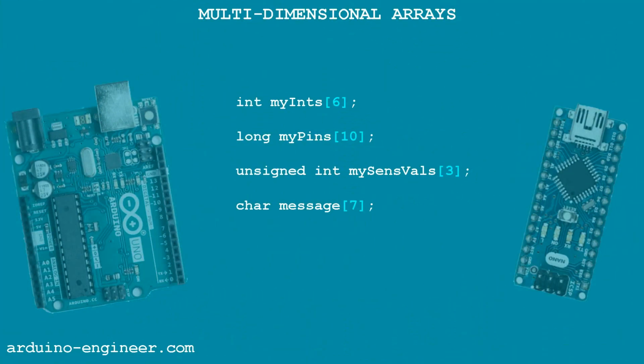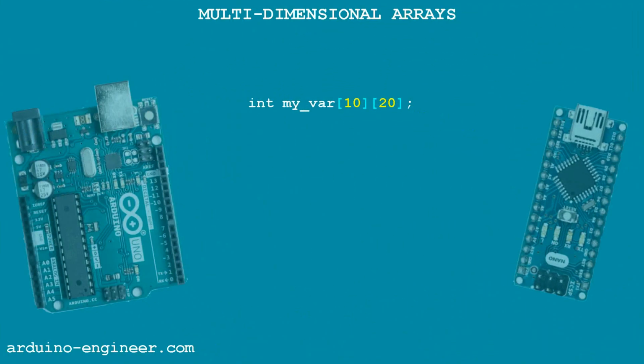Using arrays in an Arduino program starts with their declaration. So how are such arrays declared? One-dimensional arrays, that is, arrays with one index, are declared like this. Two-dimensional arrays are declared in the same way, but a second index is added, the second dimension. This is a declaration of a two-dimensional array with 10 rows and 20 columns. And for an LED strip with 100 elements, the array will be declared like this.